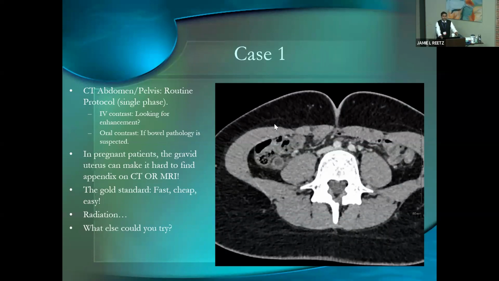I would say, let's do the CT, hit the button, you'll get the images. We would do it as a CT abdomen pelvis routine, single phase, so just 60 seconds after you take the pictures. We would give IV contrast to look for any kind of bowel inflammation. If you thought there was some kind of oral or obstruction or something else, we would give oral contrast also.